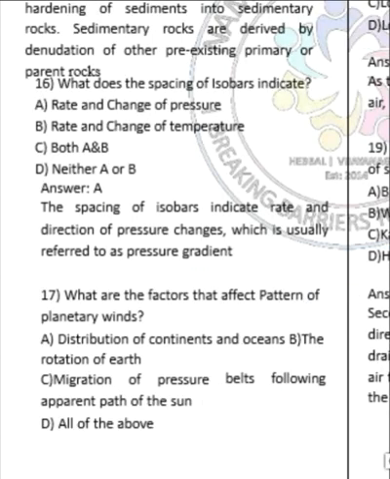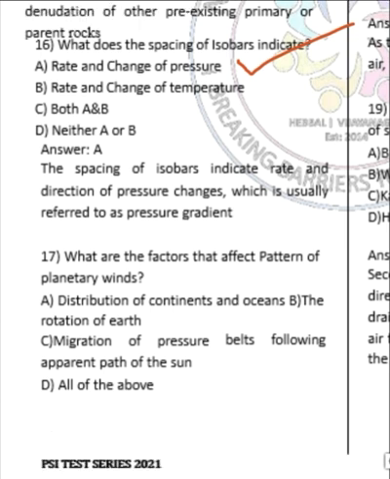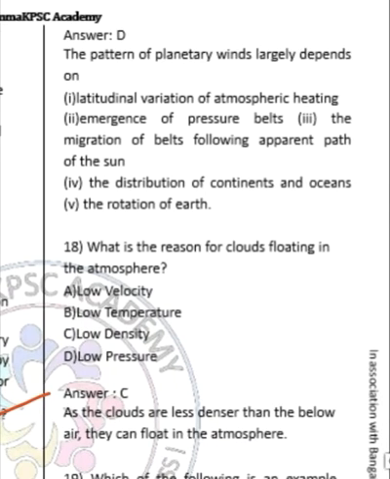Question number 16, it is asking what does the spacing of isobars indicate? Spacing of isobars indicates the rate and change of pressure. So a straightforward direct question. Question number 17, it is asking what are the factors that affect the pattern of planetary winds. Here the correct answer is option D. All of the factors affect the pattern of planetary winds. You can collect more such information.